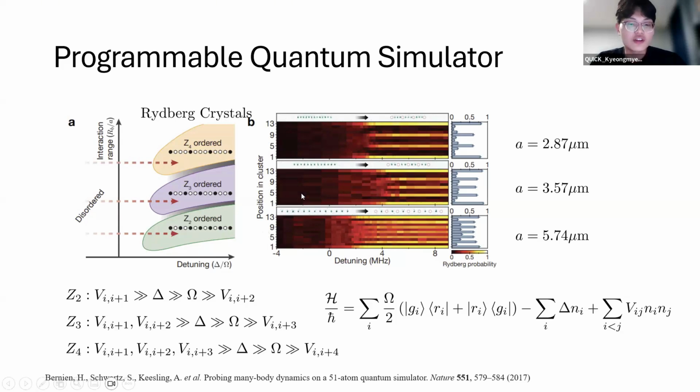And we change the interaction strength by changing the trap spacing a and observe the Z3 and Z4 ordered states in a very similar manner. And you can see the fluorescence image of different order states due to different trap spacing when you adiabatically change the detuning.